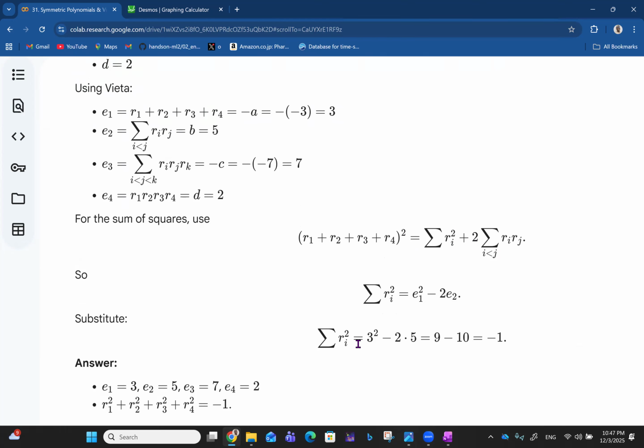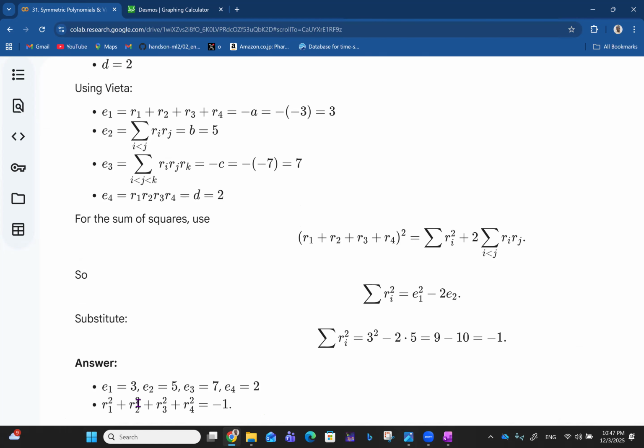So you can then substitute. You already have E1 and E2. E1 squared, E1 is 3, so you have 3 squared minus 2 times E2, that's 2 times 5, which is 10. So 9 minus 10 is minus 1. If you put all of that together, you get minus 1. So E1 is 3, E2 is 5, E3 is 7, and E4 is 2.